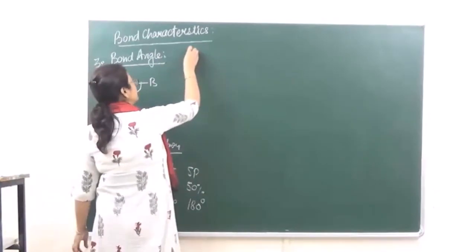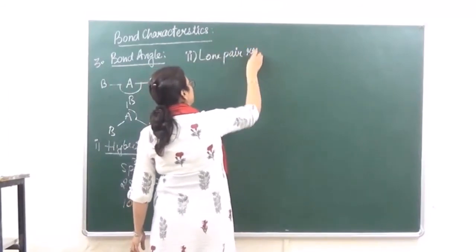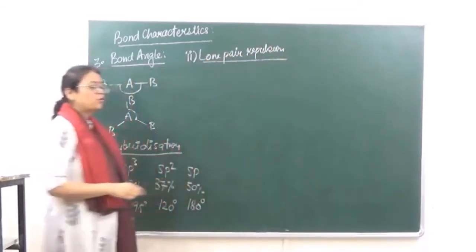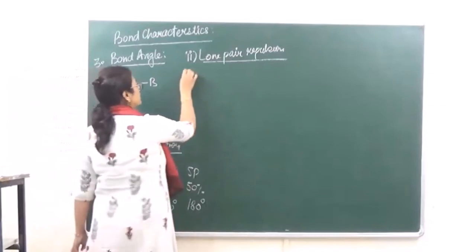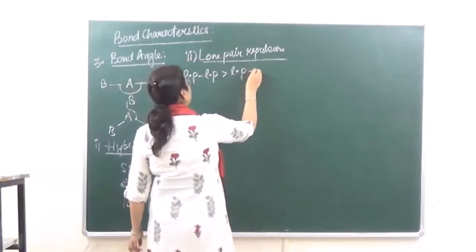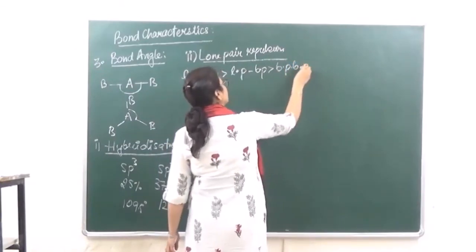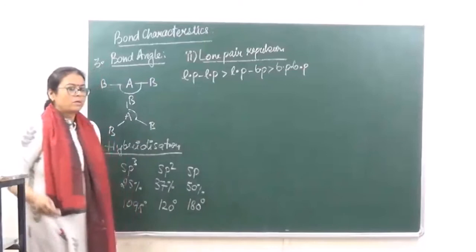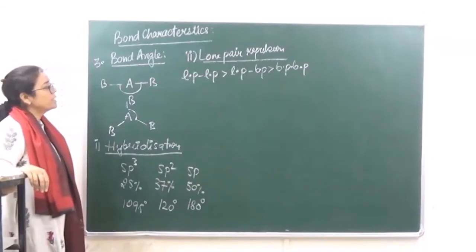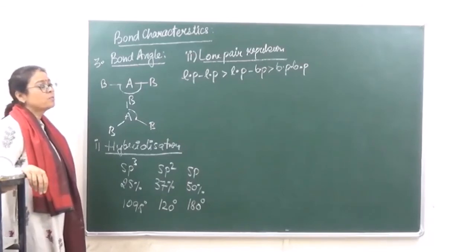The second factor, lone pair repulsion. We know that according to VSEPR theory, the maximum repulsion is between lone pair and lone pair. फिर उसके बाद lone pair and bond pair, और फिर उसके बाद bond pair and bond pair. Right? Now over here, lone pair repulsion में हम लोग क्या बोलेंगे कि जितनी ज्यादा lone pair repulsion होगी, उतना उतना ही bond angle is going to be smaller, right?